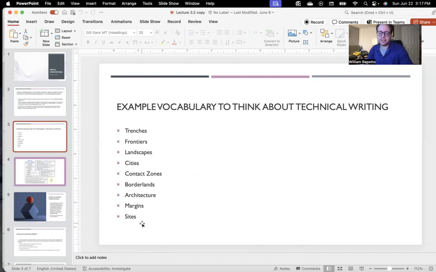We think about the margins, like I said, in the social justice turn, but they're also a physical space, right? There's margins on a page. And when we talk about online stuff, we talk about sites, right? Like an FAQ page is always on a web site. And so we have a whole lot of these very spatial ways of talking about technical writing already.